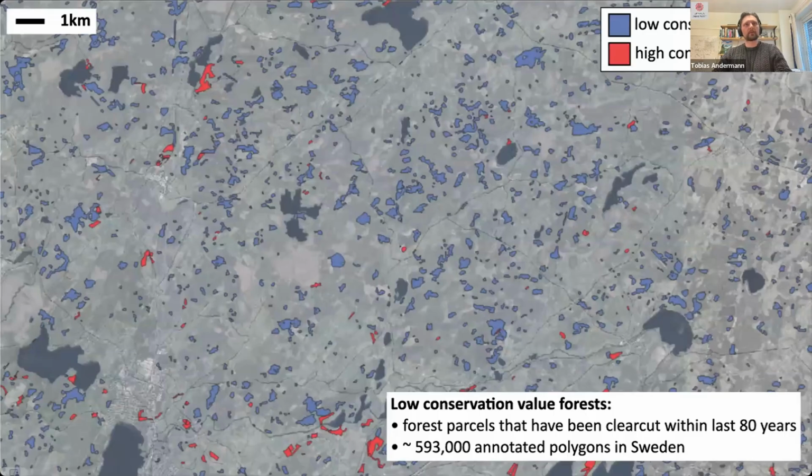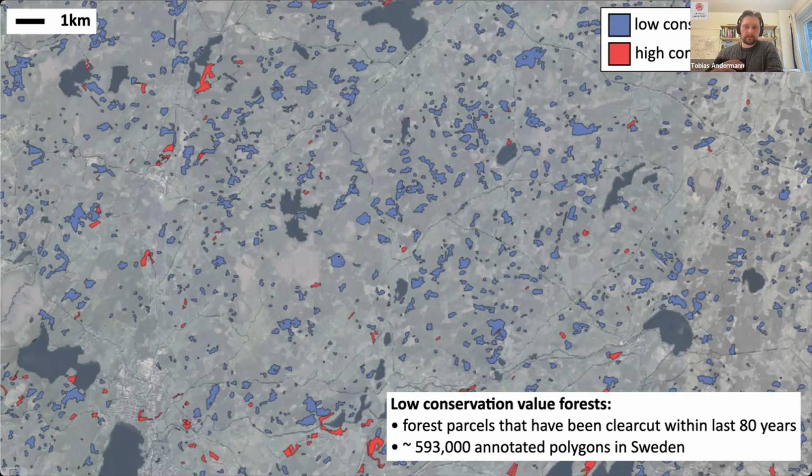And then, to be able to automatically find these sites based on remote sensing data and other data products I'll show in a moment, we also need data on the opposite class. So we need some data on what disturbed or non-high conservation value forests look like. And those are the blue polygons here. These are forest areas that have been registered for logging in the last 80 years. There's also a big open database managed by Skogsstyrelsen that shows where forest clearings have been done in the last decades. And so these will be of different ages.